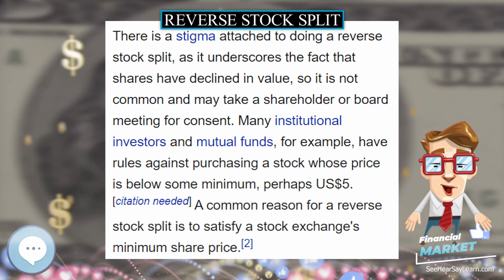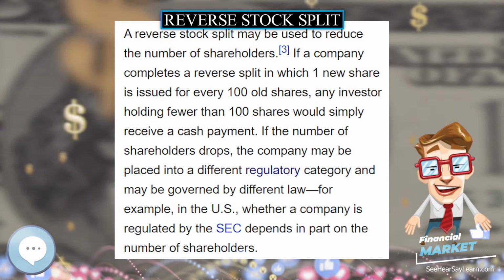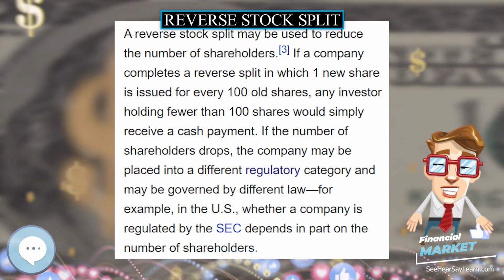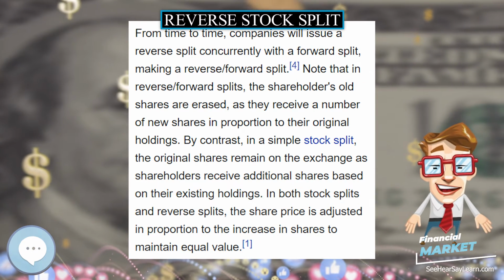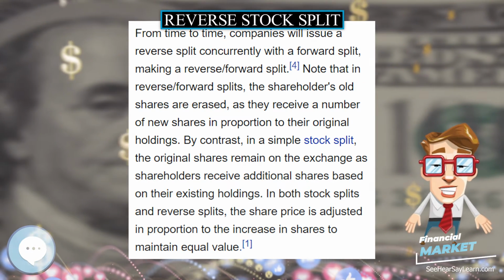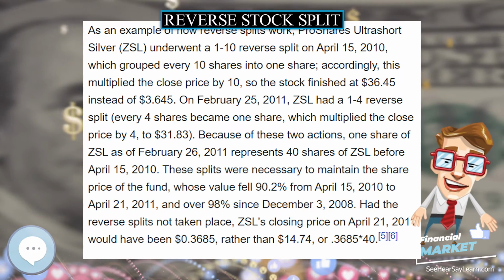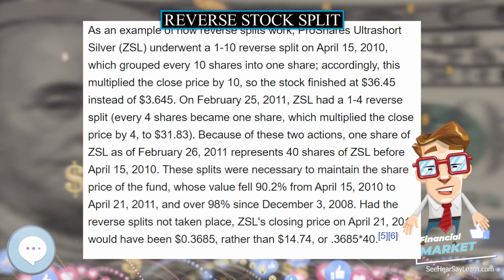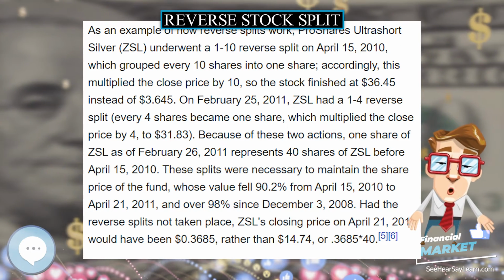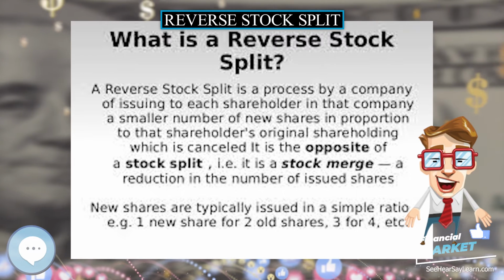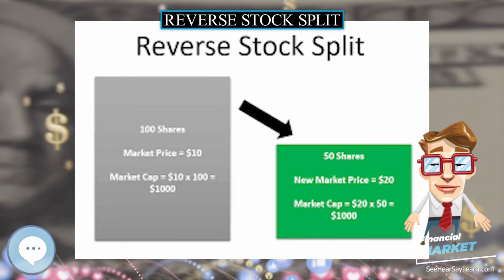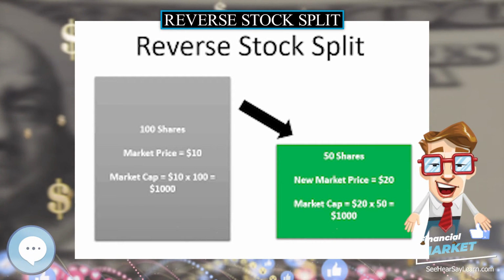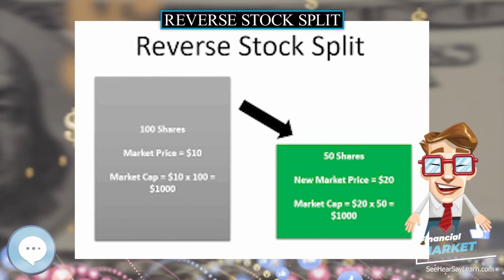As an example of how reverse splits work, ProShares Ultra Short Silver, ZSL, underwent a 1-to-10 reverse split on April 15, 2010, which grouped every 10 shares into 1 share. Accordingly, this multiplied the close price by 10, so the stock finished at $36.45 instead of $3.645.